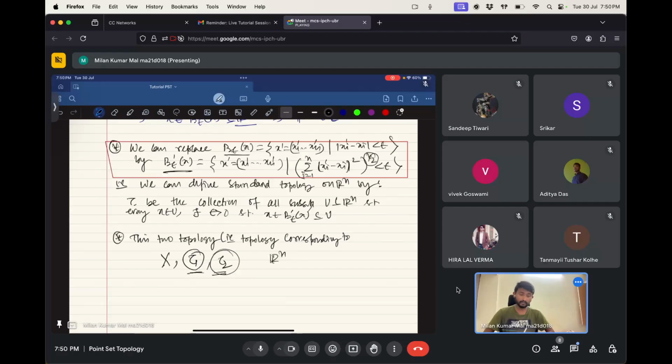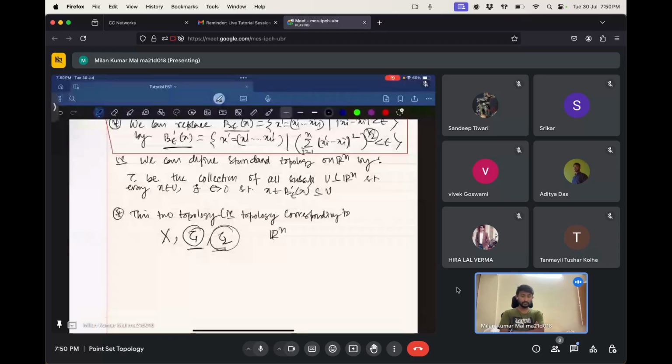That is why I am saying this: in two-dimensional space I will discuss, and the others will automatically follow the same way. But what I mean by the same topology is that the collection of open sets that I am taking is the same. That is what same topology means.